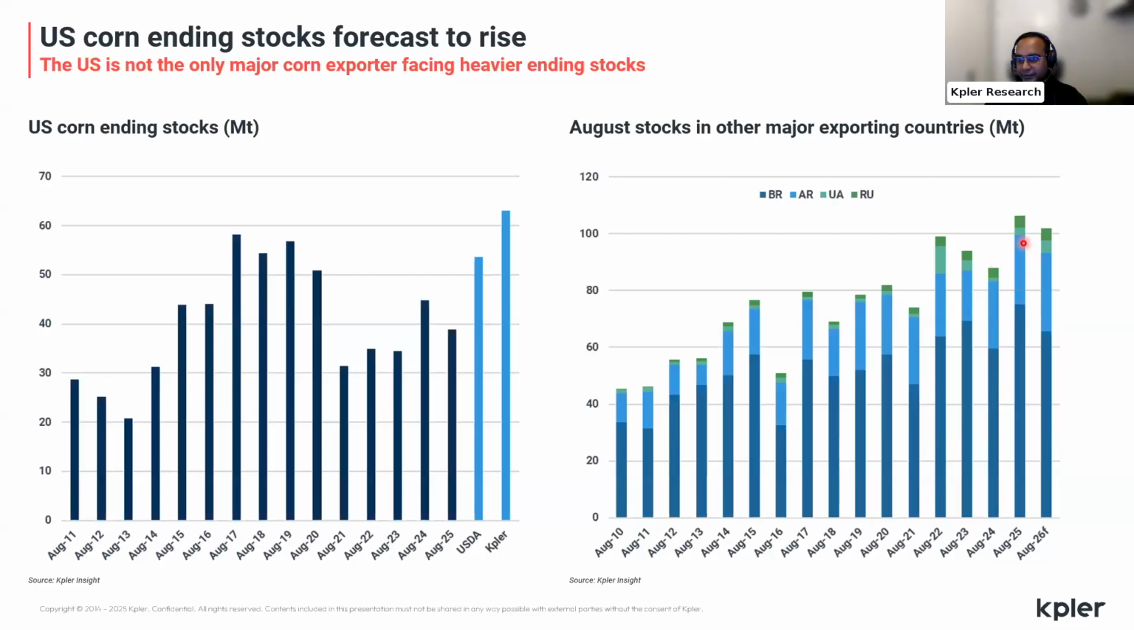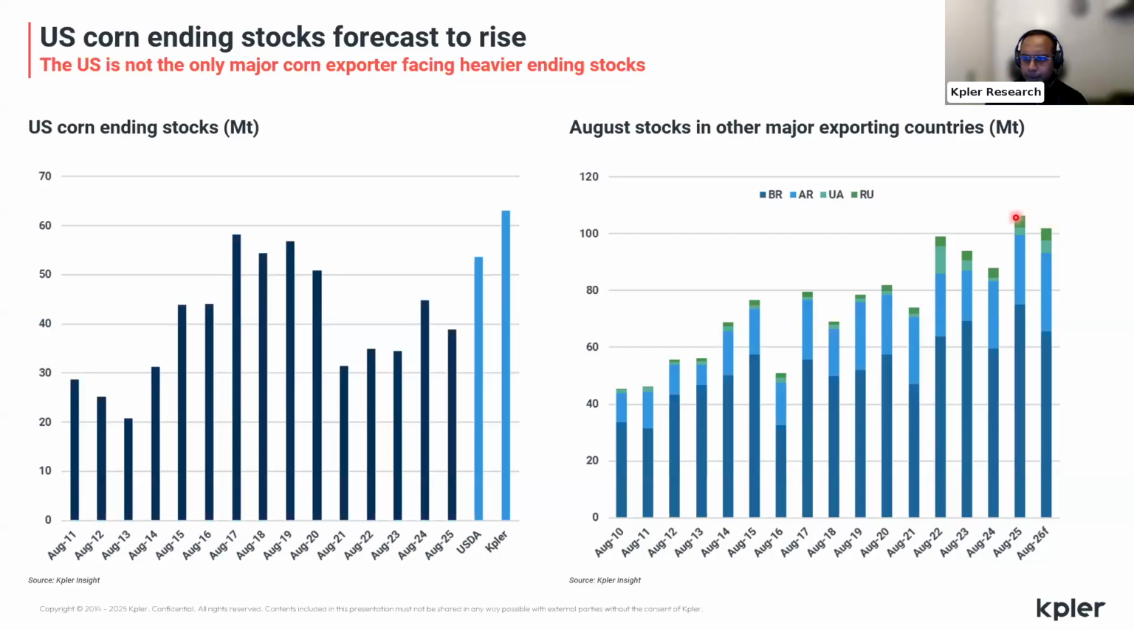In August 25, this is an established fact. This is not a projection. In August 25, ending stocks at other exporters were the highest on record. So this means there'll be much more competition. Each one of the other countries will compete for exports, and while the US does have a record crop, it will not have record exports.